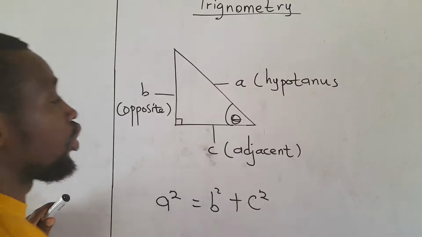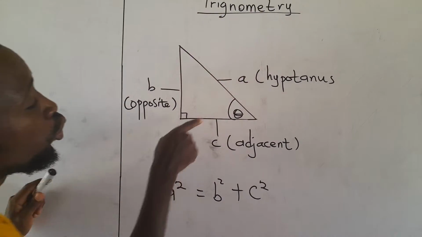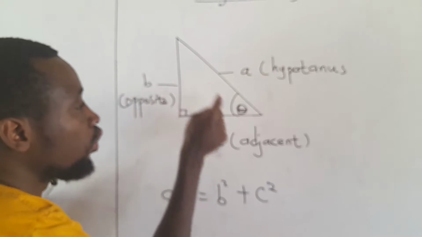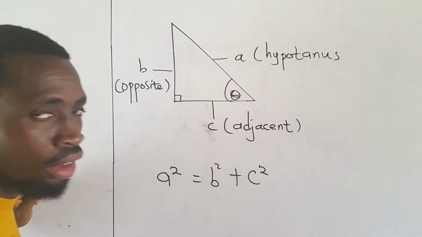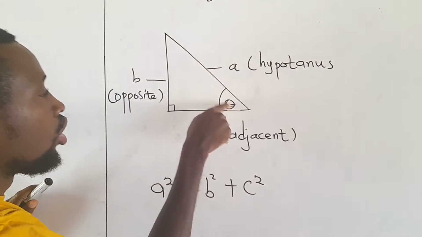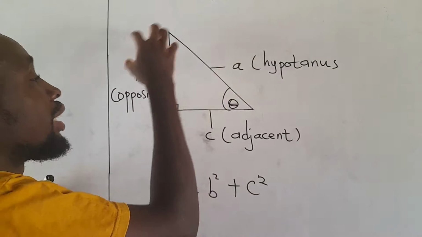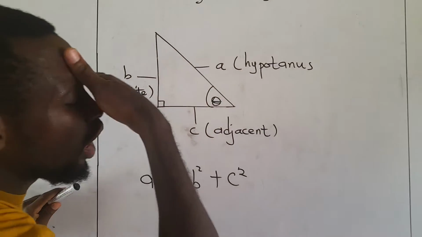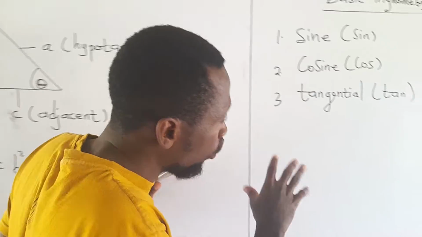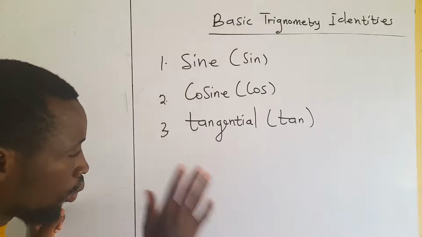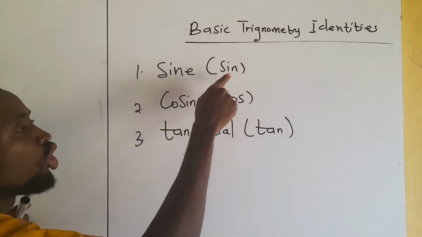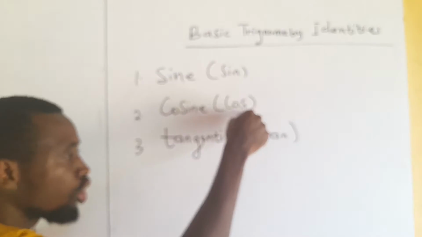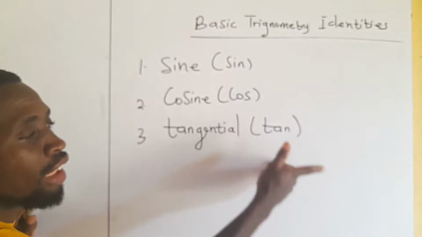Now, how does trigonometry come in? Trigonometry comes in if we try to find one of these angles using the sides of the triangle. That's the angle here, which is theta. We try to find it using the sides of the triangle. That's where trigonometry comes in. How do we find the angle? We find the angle using basic trigonometric identities. And the three basic trigonometric identities are sine, cosine, shortened as cos, then tangent, shortened as tan.